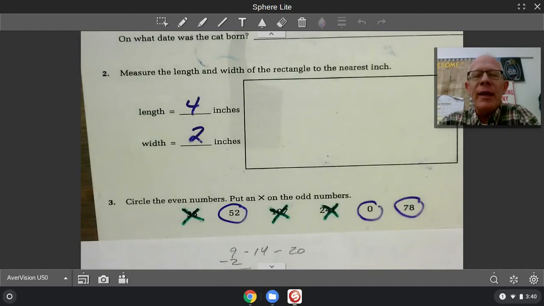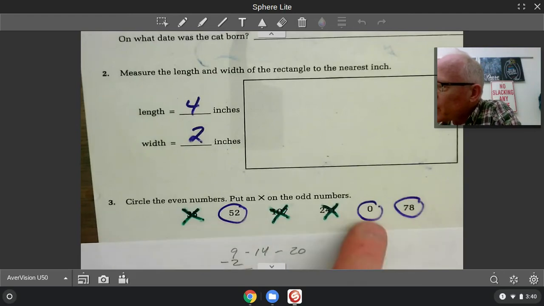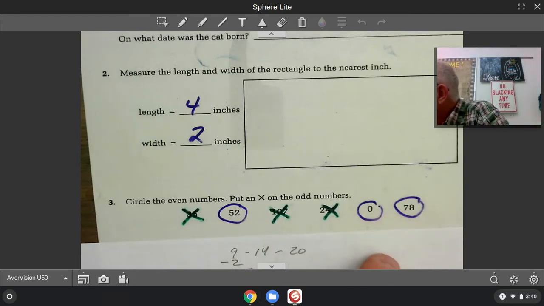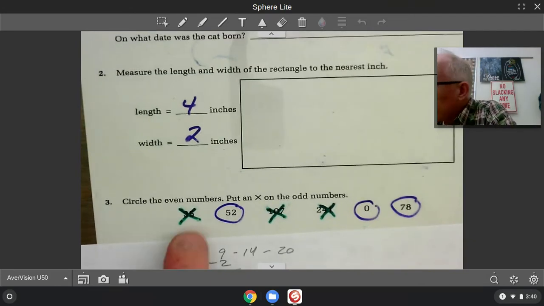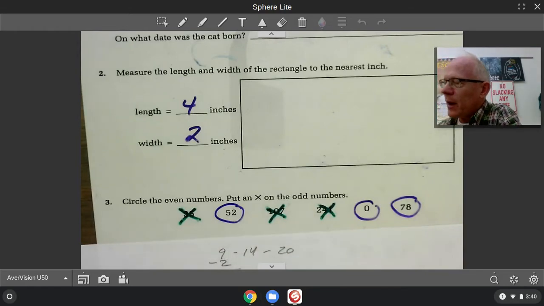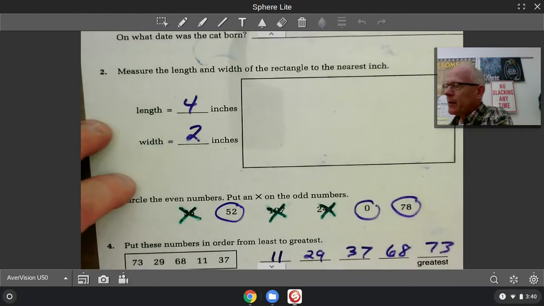This says circle the even numbers. So I'm looking for numbers that end in 0, 2, 4, 6, 8. And I found that this one ended with a 2, 0, and an 8. So these are even numbers. And these numbers, this ended in a 5, a 7, and a 1. So these are odd numbers. So I put an X on them. Okay, all right, next one.